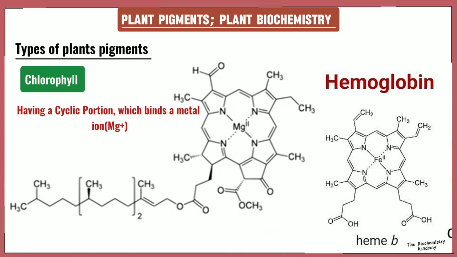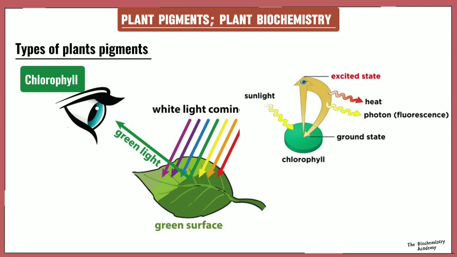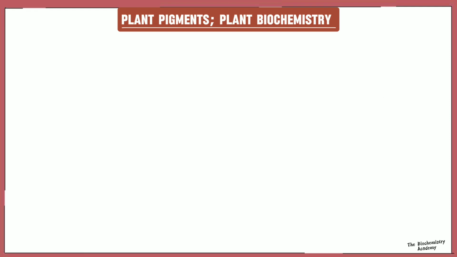Now, chlorophyll pigments reflect green light. This is what makes plants appear green. Chlorophyll absorbs red, yellow, and blue light, but reflects green, making it appear green. Now, the light energy absorbed by chlorophyll excites electrons in the porphyrin ring, which provides the energy required to carry out photosynthesis. Don't worry, we'll discuss more about this in our next video on photosynthesis. Well, this video is all about plants' pigments.